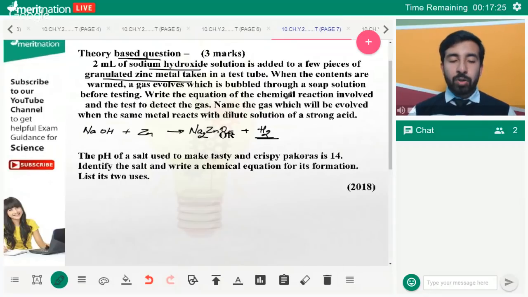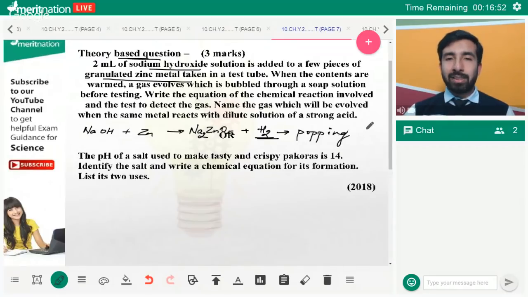Name the gas which will be evolved when the same metal reacts with dilute solution of strong acid. We all know that when again the same metal, that is zinc, is reacting with the dilute solution of an acid, then definitely again hydrogen gas will be evolved along with the formation of salt. You can test for hydrogen gas by bringing a burning candle near the gas being released, it will burn with a popping sound.